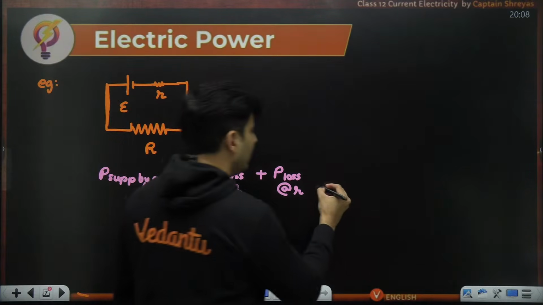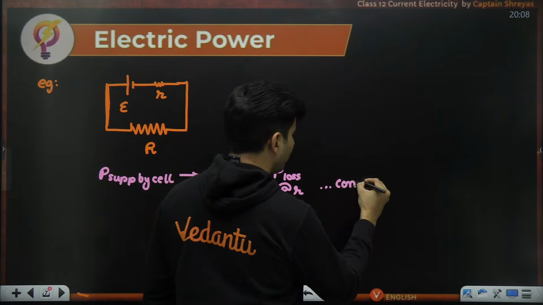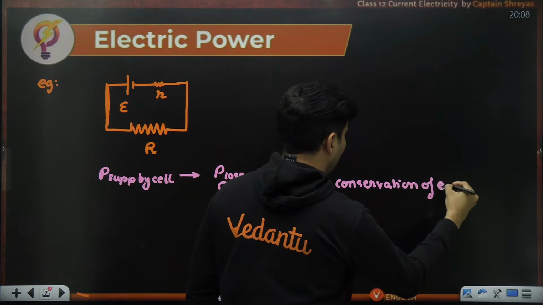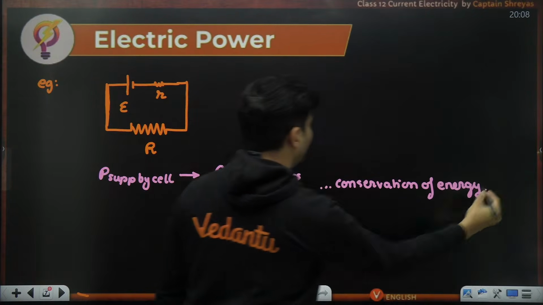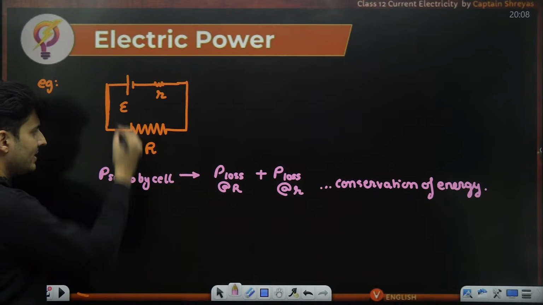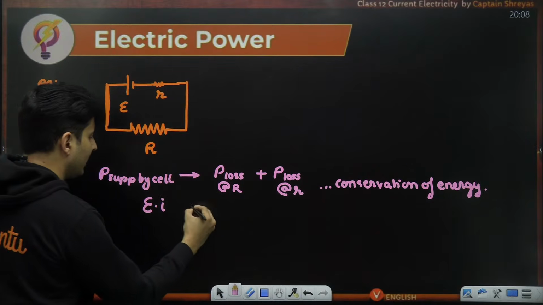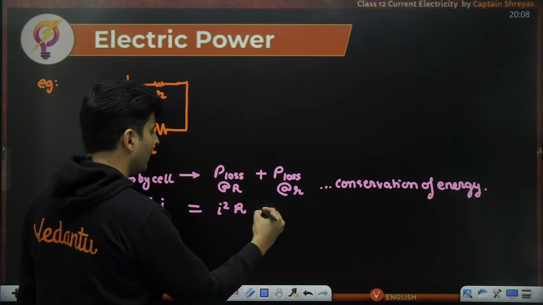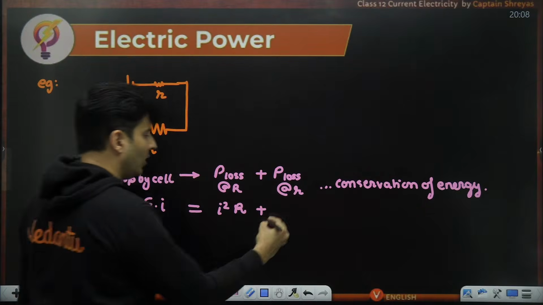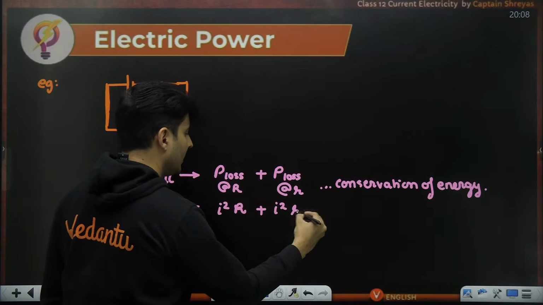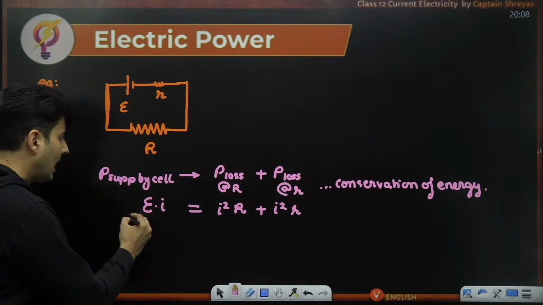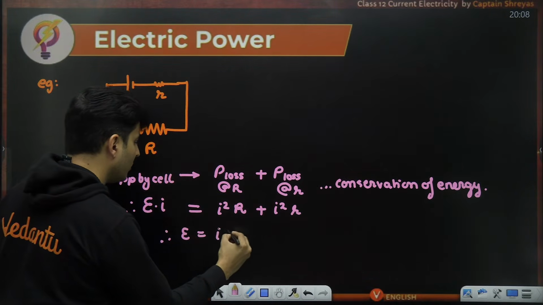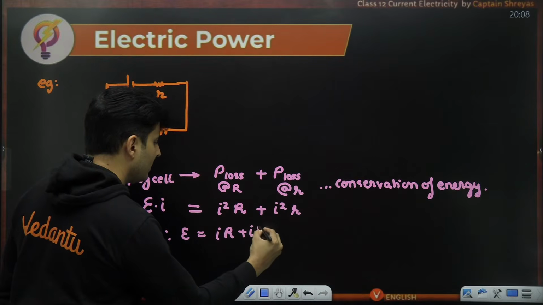This is nothing but the conservation of energy principle, nothing great about it. What is the power supplied by the cell? It is EMF multiplied by the current. What is the power loss in that big resistance? I will use I squared R. What is the power lost in the smaller resistance? The same current into that internal resistance. As one can see, I gets cancelled. So therefore, E will be equal to I capital R plus I small r.